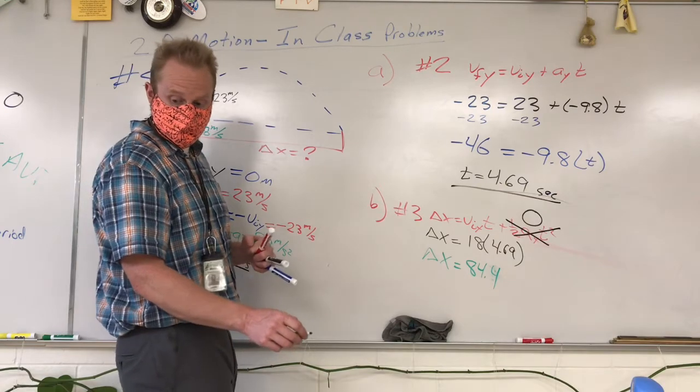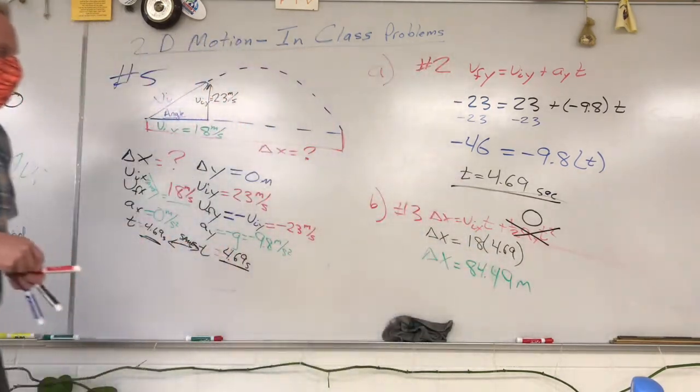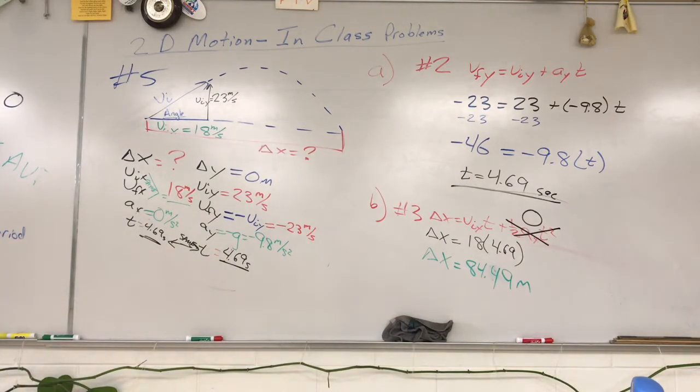For 897, so we round it up to 4.9 meters. So that's how far away my arrow lands. It lands 84.49 meters away.